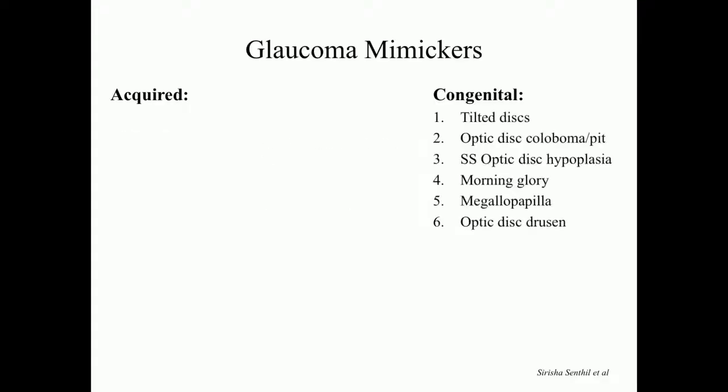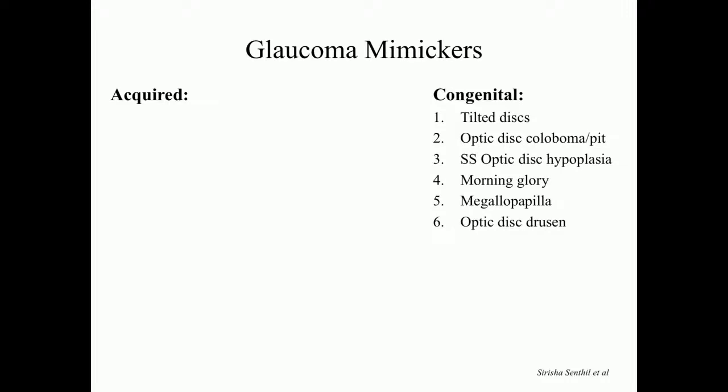Vascular occlusions or previous vascular occlusions, retinitis pigmentosa, PRP, high myopia. And the congenital anomalies of the disc also can mimic a glaucomatous visual field. So look at the discs very carefully for tilted discs, colobomas and pits, hypoplasias, morning glories, megalopapilla. And often, these are non-progressive in nature.